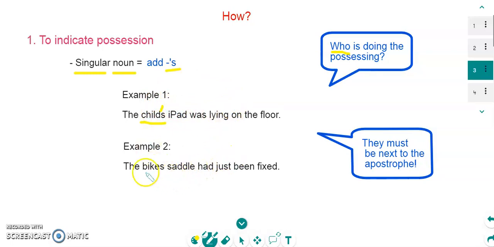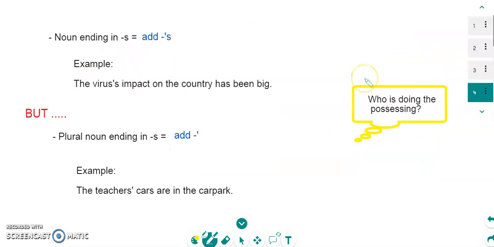Let's look at another example. Here we have "the bike's saddle had just been fixed." Who is doing the possessing? The bike. It's the saddle of the bike. So they must be next to the apostrophe. So we have one bike, we have one saddle, and there goes an apostrophe, just by the singular bike, because it's a singular noun.